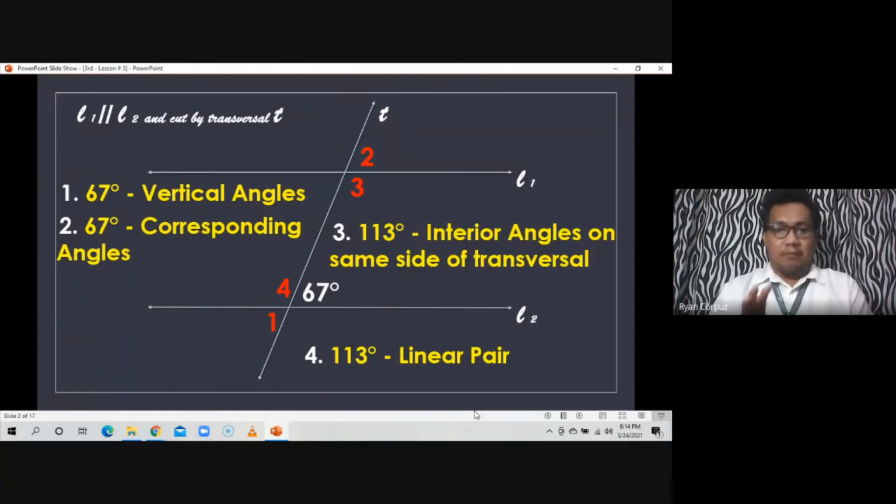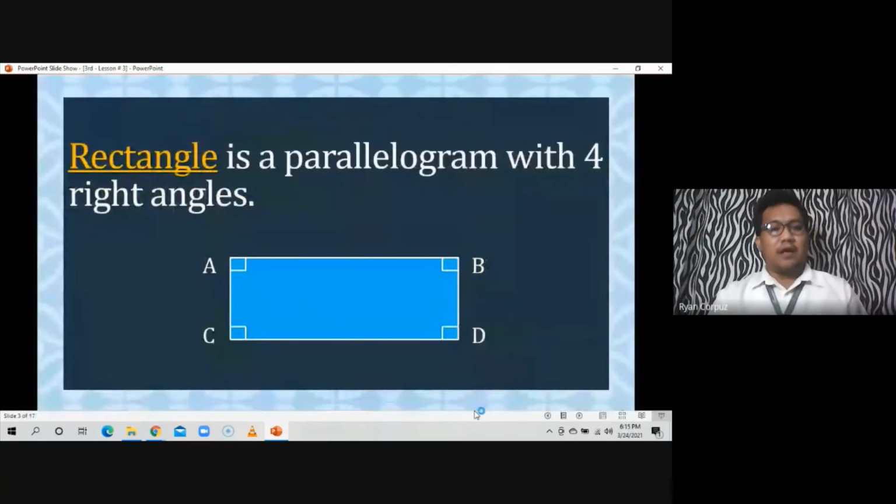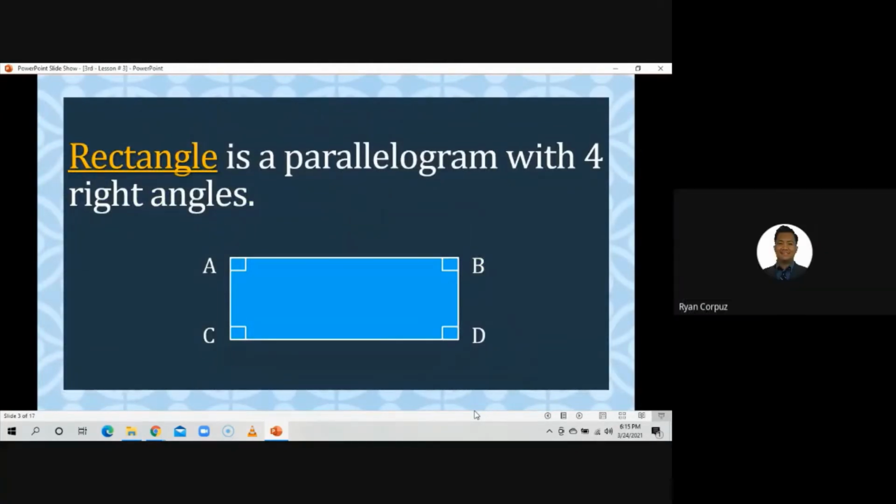Because we might be using this concept of parallel lines cut by a transversal in our examples about special parallelograms. Now, let's proceed to our main discussion. So what is our main discussion? We are going to enumerate the special parallelograms together with their properties. The first special parallelogram is the rectangle.